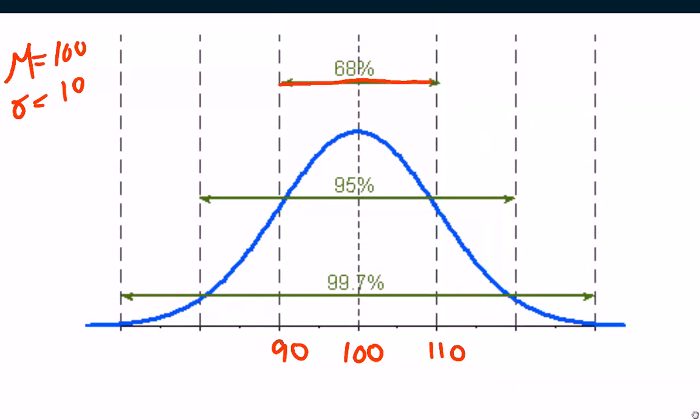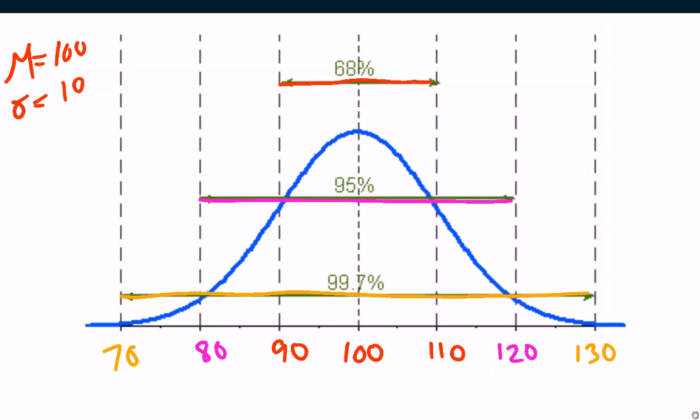If I go one more standard deviation in each direction, that would be 120 and 80. All I did was add 10 and subtract 10, respectively. And my empirical rule says that 95% of my data will be between those two values, 80 and 120. And then last, if I go one more standard deviation, so 70 and 130, my empirical rule says that 99.7% will be between those two values. And so then we'll answer all sorts of questions.